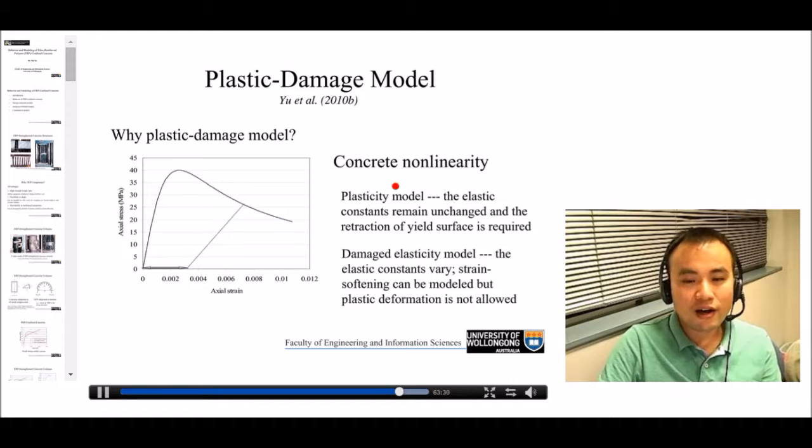So basically, for this kind of concrete nonlinear behavior, the plasticity model can only predict the plastic deformation. It cannot predict the reduction in the elastic modulus. To predict the reduction in the elastic modulus, you need a damage elasticity model. Actually, for concrete nonlinearity, people either use a plasticity model or a damage elasticity model. So recently, people have started to combine the two, confined plasticity and damage elasticity, and that comes to the plastic damage model.